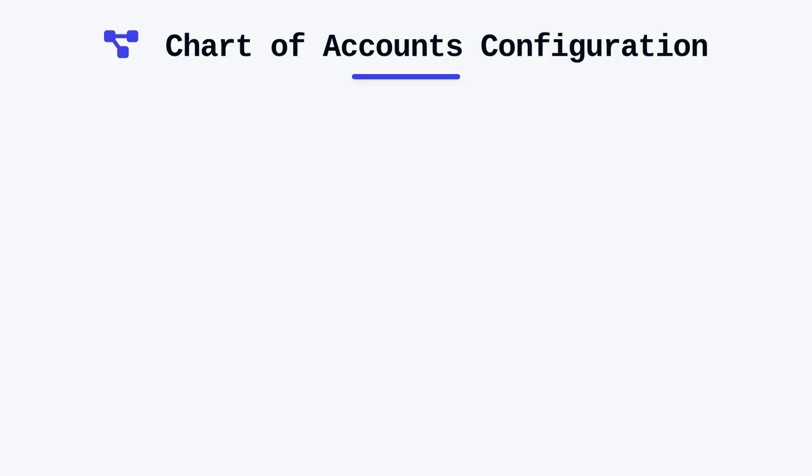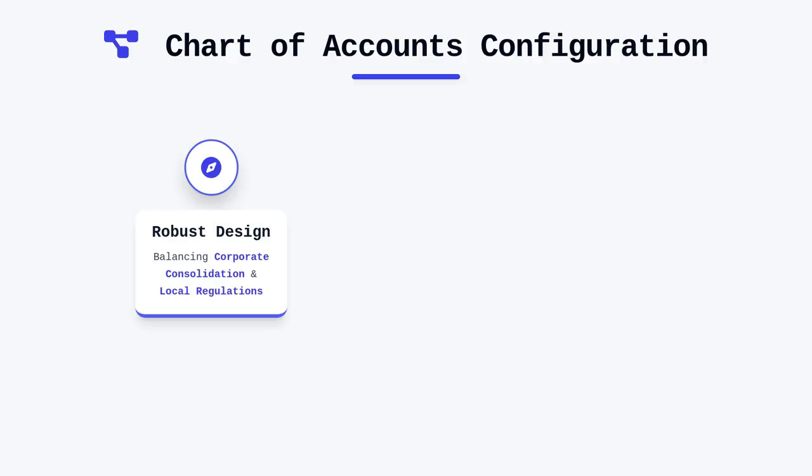In this chapter, we will master the technical configuration of the chart of accounts to ensure your financial reporting remains accurate and scalable. By the end of this section, you will understand how to design robust account structures that satisfy both corporate consolidation needs and local regulatory requirements.